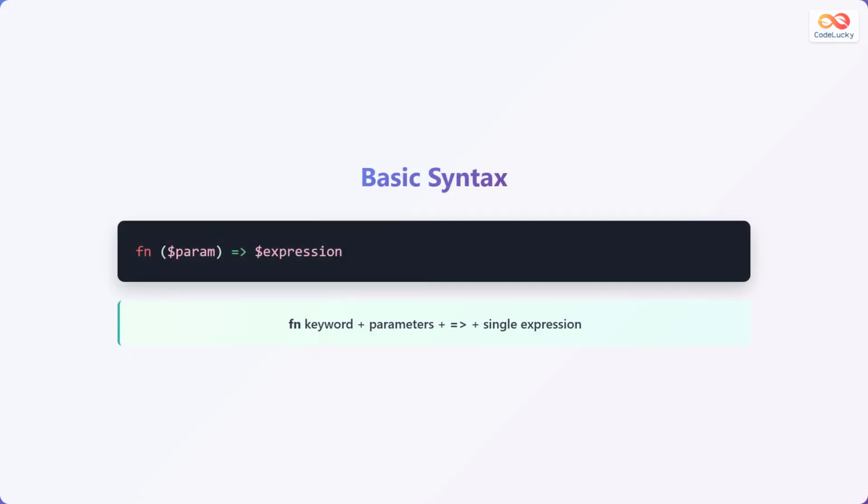The basic syntax of an arrow function is as follows: the keyword fn, followed by parentheses enclosing the parameter or parameters, then the equals and greater than sign, which is similar to an arrow, and then the expression. Thus it is represented as fn, open parenthesis, $parameter, close parenthesis, then the arrow, and then the expression. This consists of the fn keyword, the parameters, the arrow, and a single expression.